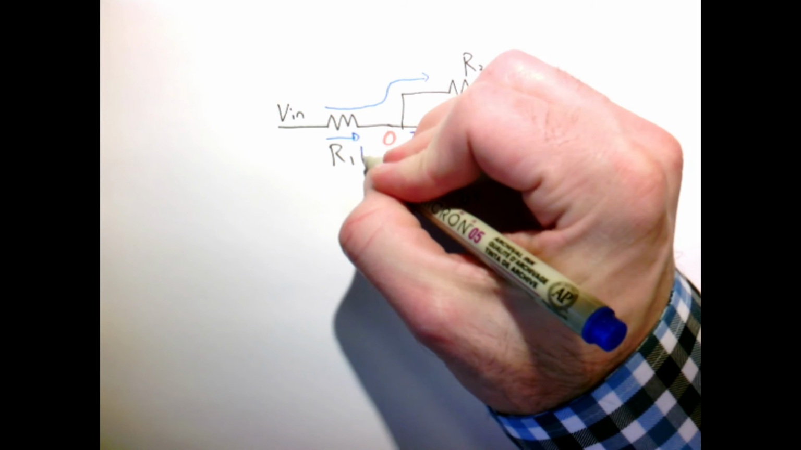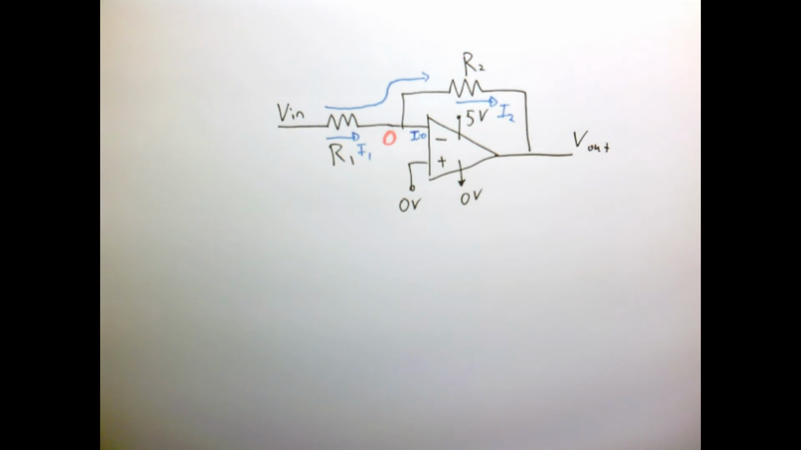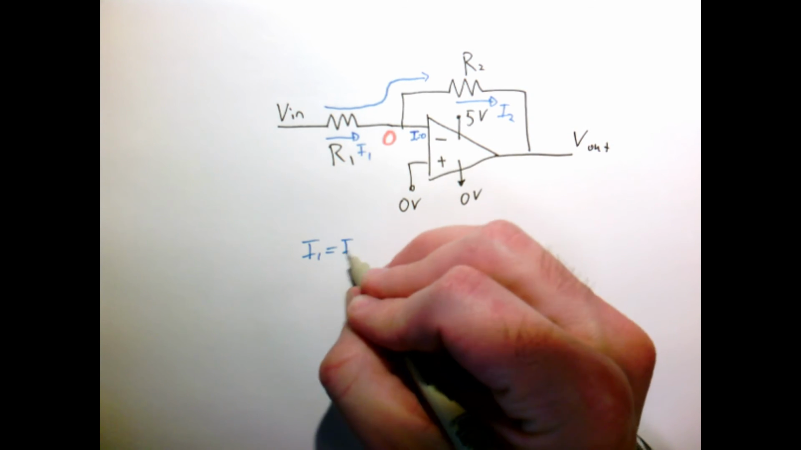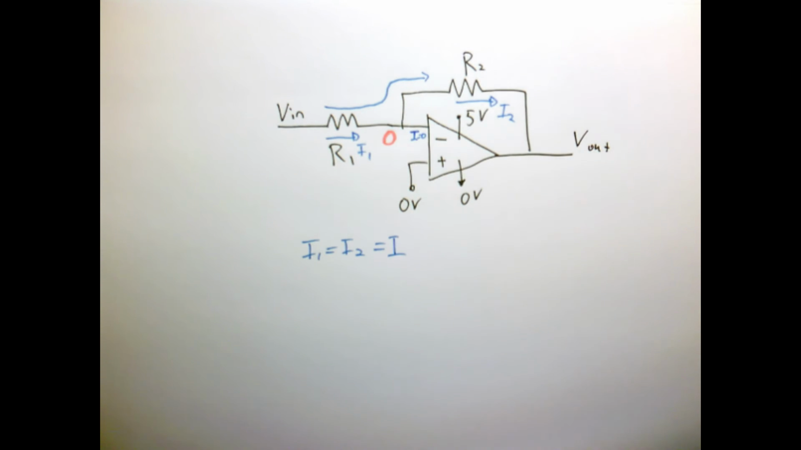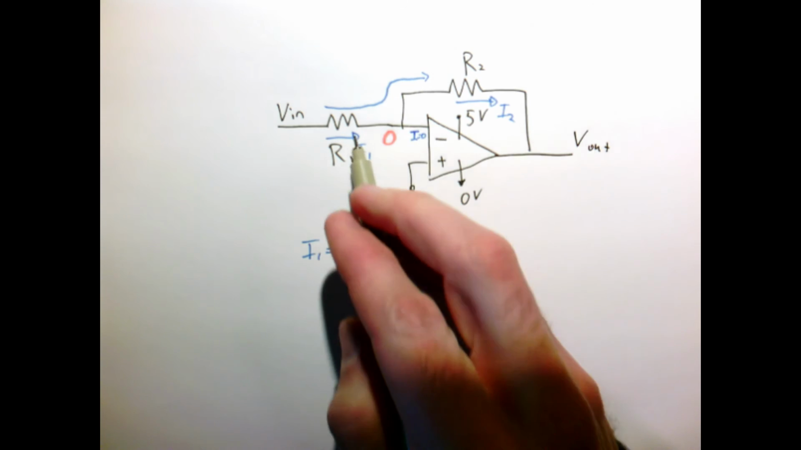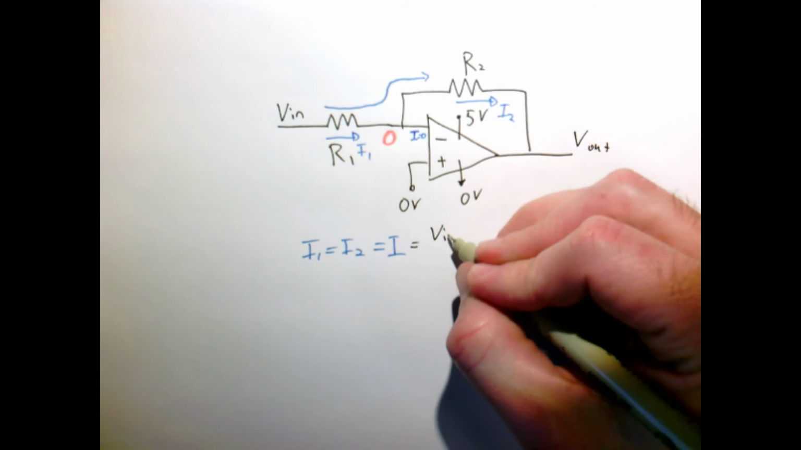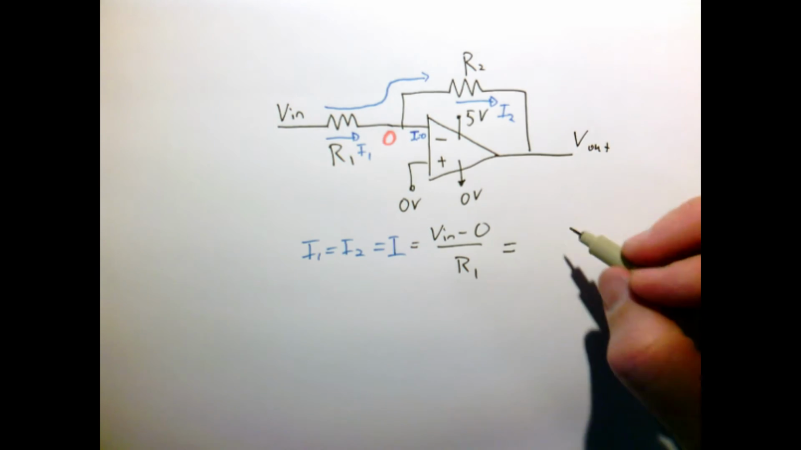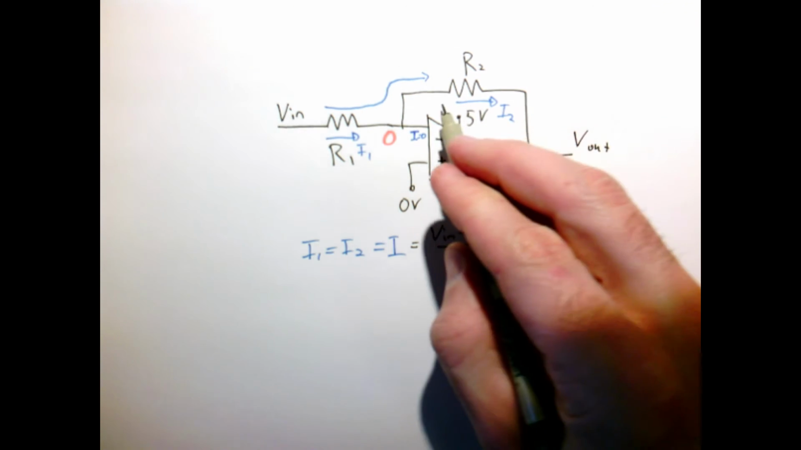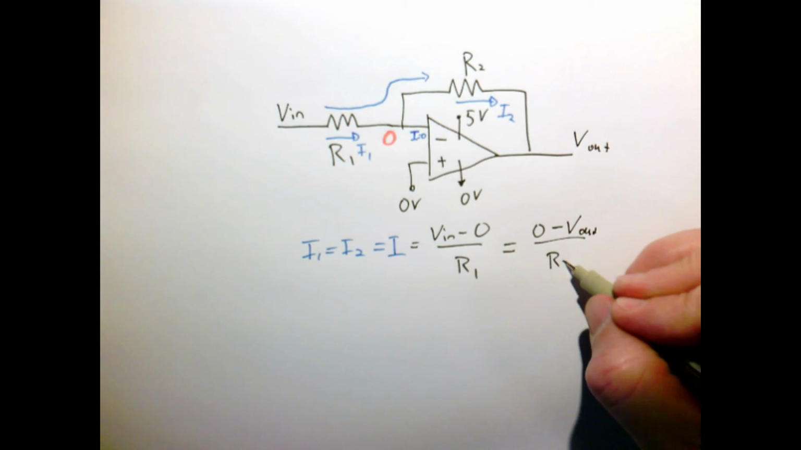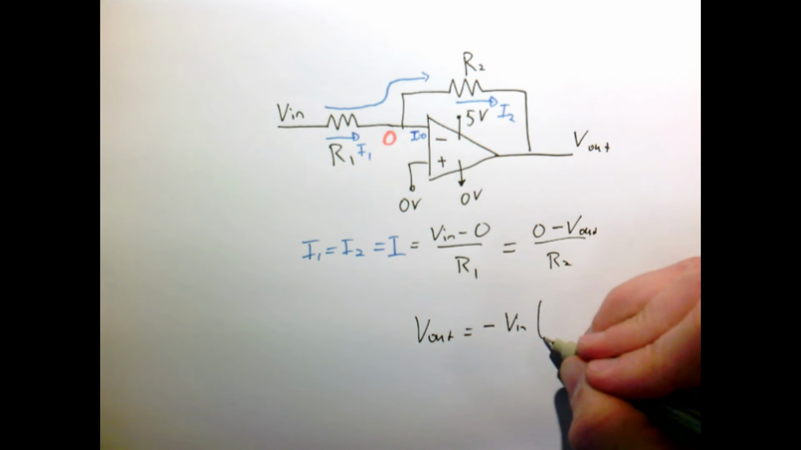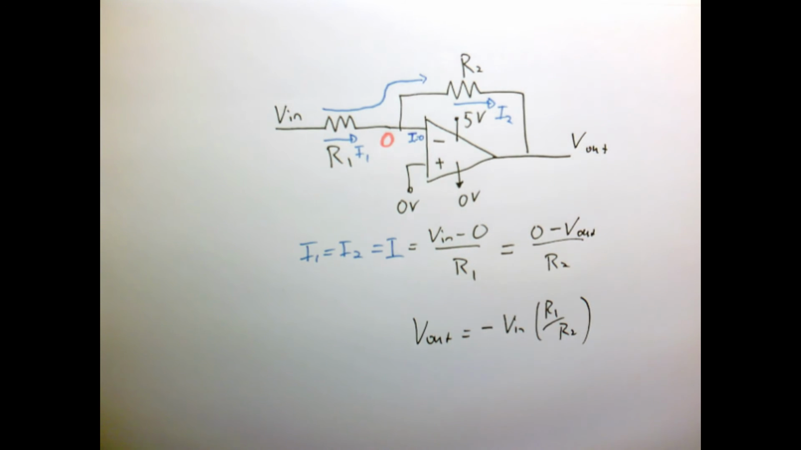I'll call the current flowing through here I1, the current flowing through here I2. But our first rule, since there's no current on that input, I1 is equal to I2 is equal to just the single current I. We'll apply Ohm's law to this resistor here, so that current equals Vn minus 0 over R1. And that same current has to equal 0 minus V out, because I drew the arrow in that direction, over R2. So that means that V out is equal to minus Vn times R1 over R2. So this is also an amplifier, except that it changes the sign.